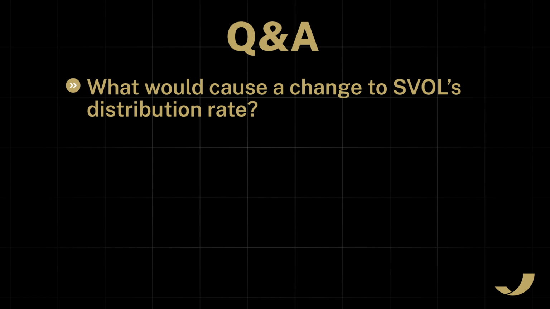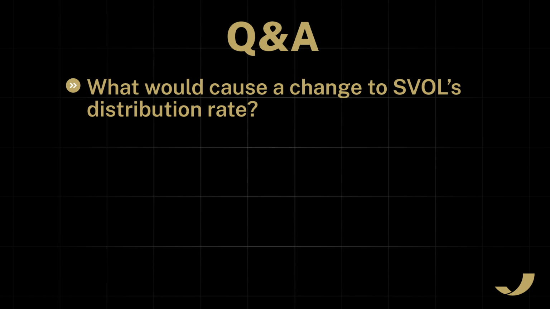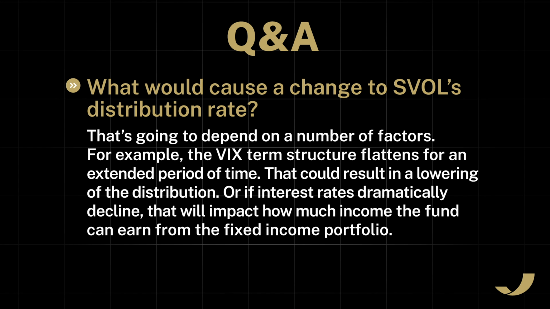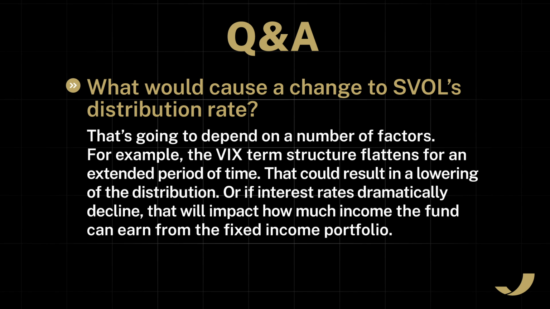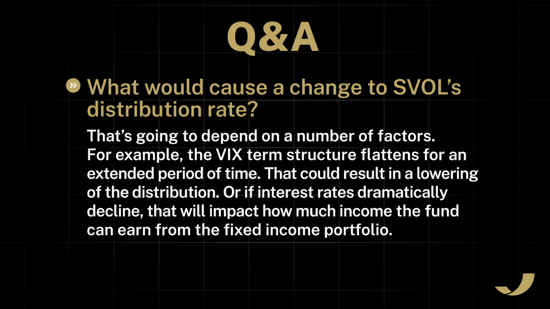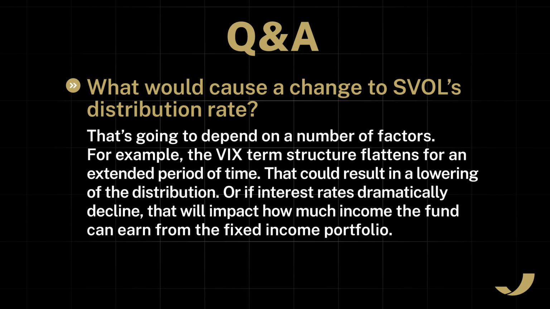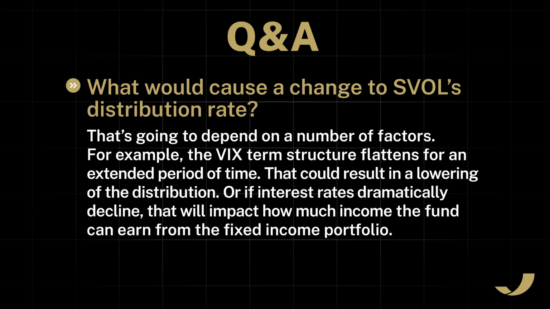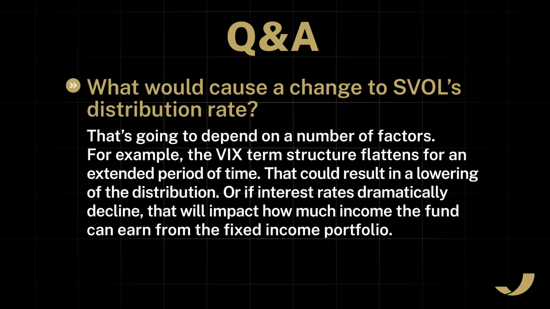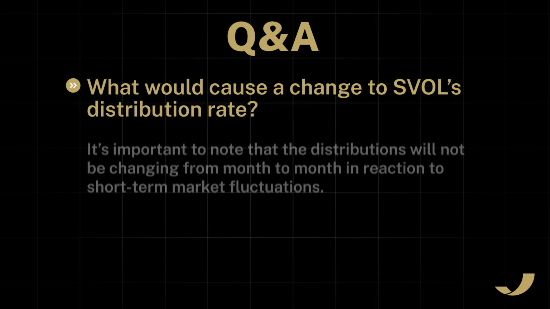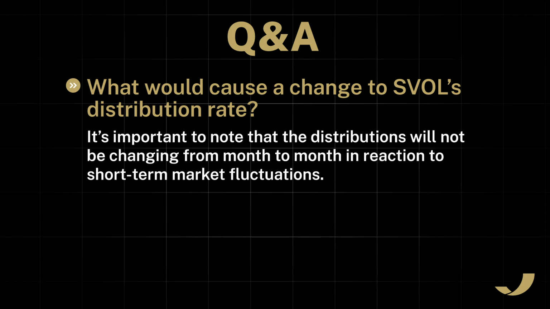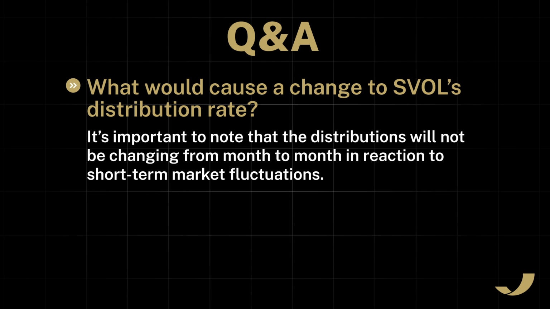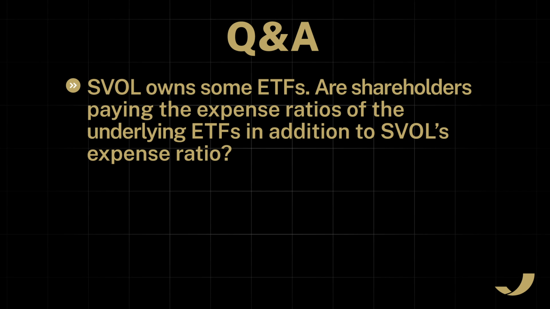What would cause a change to SVOL's distribution rate? That's going to depend on a number of factors. For example, if the VIX term structure flattens for an extended period of time, that could result in a lowering of the distribution, or if interest rates dramatically decline, that will impact how much income the fund can earn from its fixed income portfolio. It's important to note that the distributions will not be changing from month to month in reaction to short-term market fluctuations.